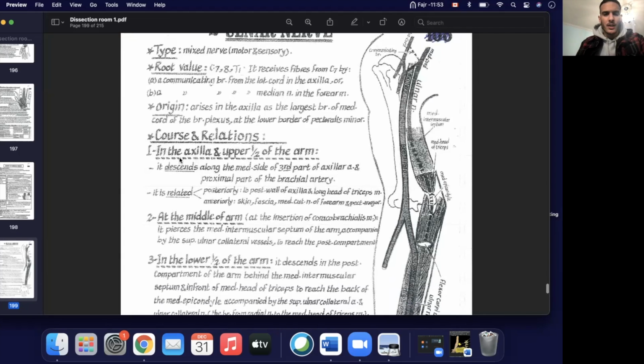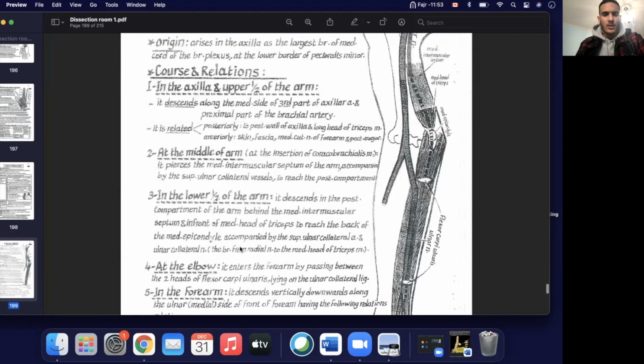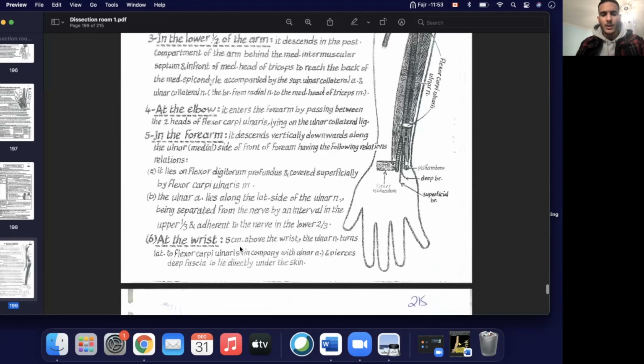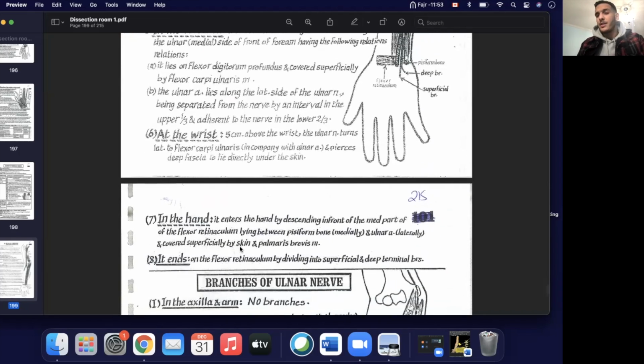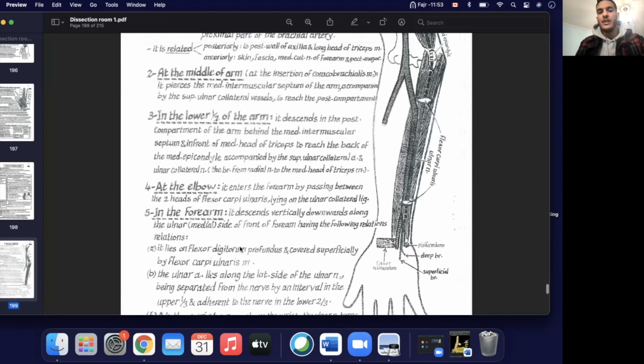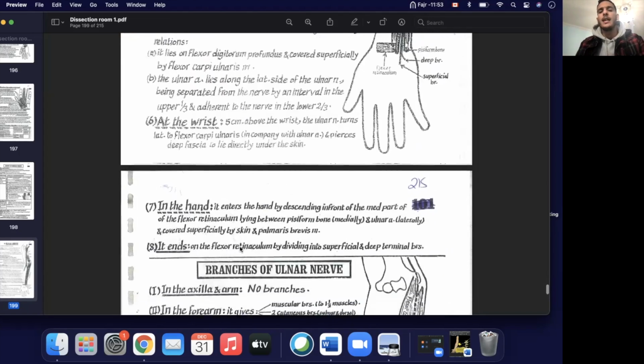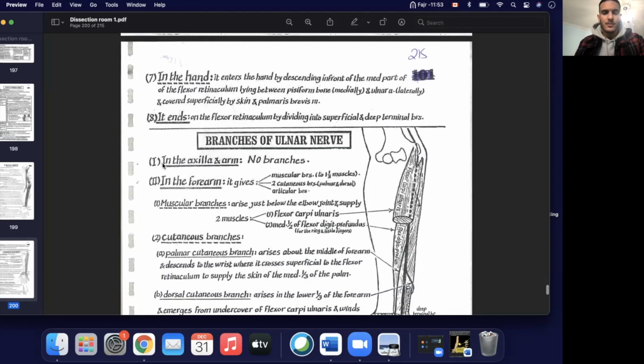The course: it's in the axilla in the upper half of the arm, where it goes and what the relations around it are in every part. It can be nice for your speech as you say where the ulnar nerve arises, because sometimes the examiner will give you a point in the oral exams saying ulnar nerve, so you would want to really know the course of it and then discuss the branches.